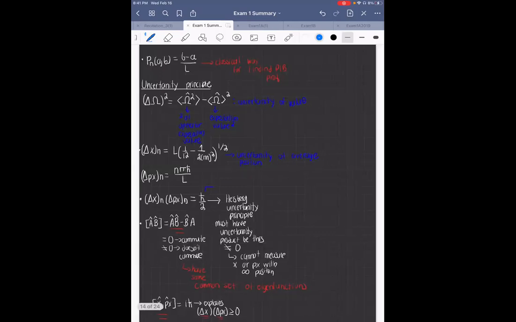Now we're up to the uncertainty principle. Uncertainty is pretty okay, I think. If you're asked, they're probably going to give you a question like, find the expectation value of this operator and then find the expectation value of this operator squared. And then you'll probably be asked to calculate the uncertainty of this. So basically all you would do is take this radical.